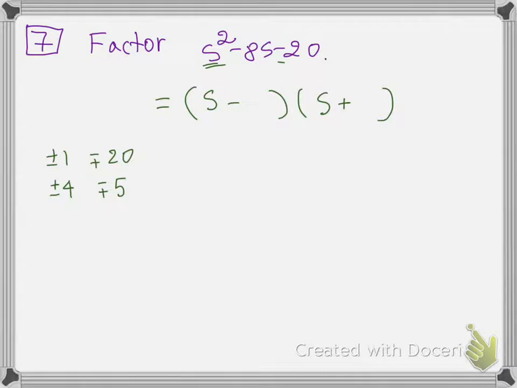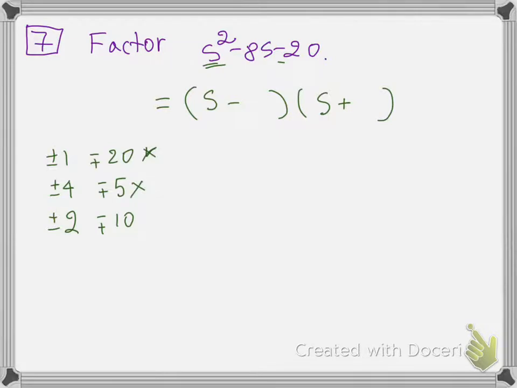Another way of breaking down negative 20 as a product of two numbers is 2 and 10. 2 times 10 is 20. So we're going to have plus or minus 2 or minus and plus 10. So 1 and 20 is not going to give us negative 8. 5 and 4 is either going to give us a negative 1 or a positive 1. So that's not going to work.